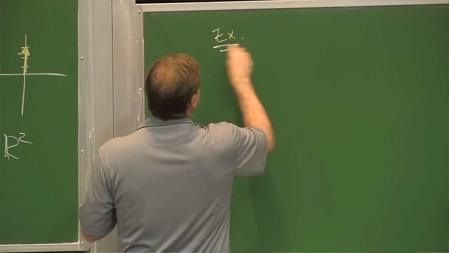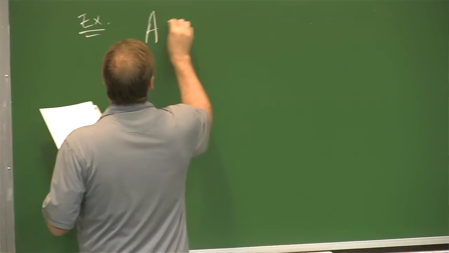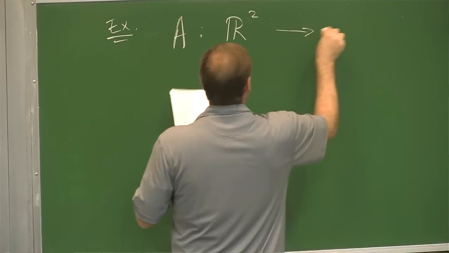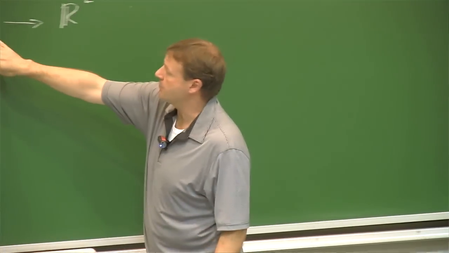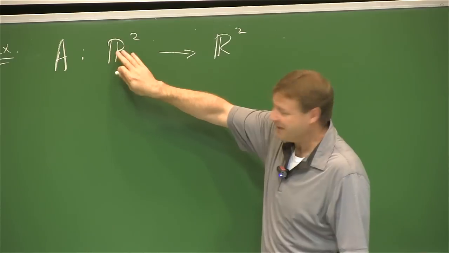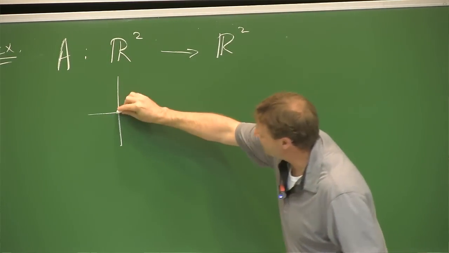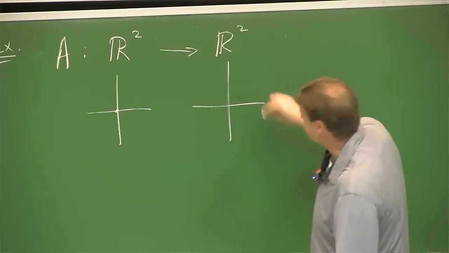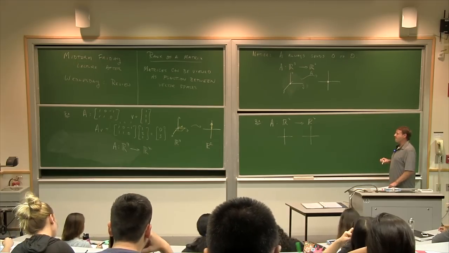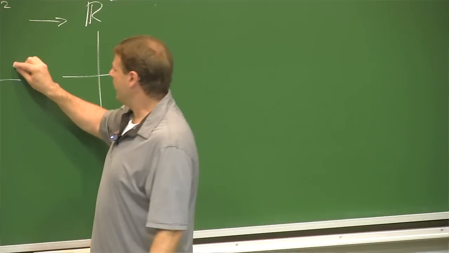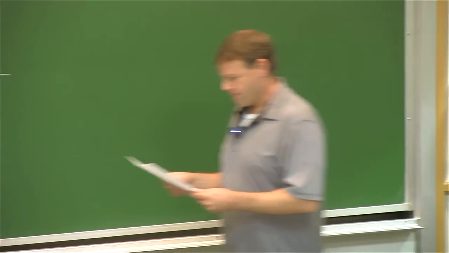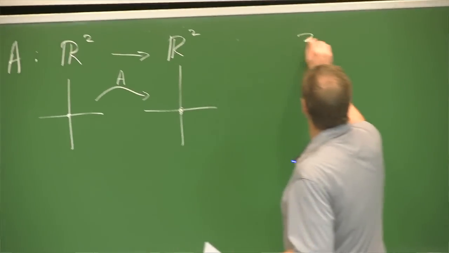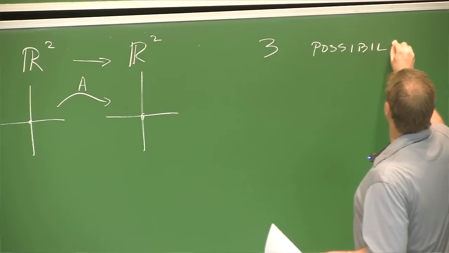Okay, so I'm just going to go through a series of examples to show you the possibilities that can come up. Let's say I have A, and now I'm going from R2 to R2. So just picture that. Here's the symbolism, and if you hover over it with your mouse, you could see this picture. And there's the origin. And A is going from here to here. So what are the possibilities? There are 3 possibilities.